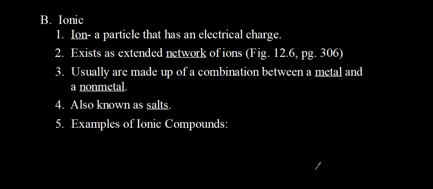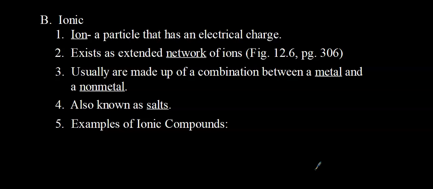Ionic compounds consist of ions. If you recall, an ion is a particle that has an electrical charge. We have cations and anions. And an ionic compound exists as a network of ions. So if you look on page 306, we see that you have a whole bunch of cations and anions all stuck together. This makes up an ionic compound. Ionic compounds are usually, not always, but usually made up of a combination between a metal and a nonmetal. We'll see exceptions to this, but primarily metal and nonmetal. They're also known as salts.